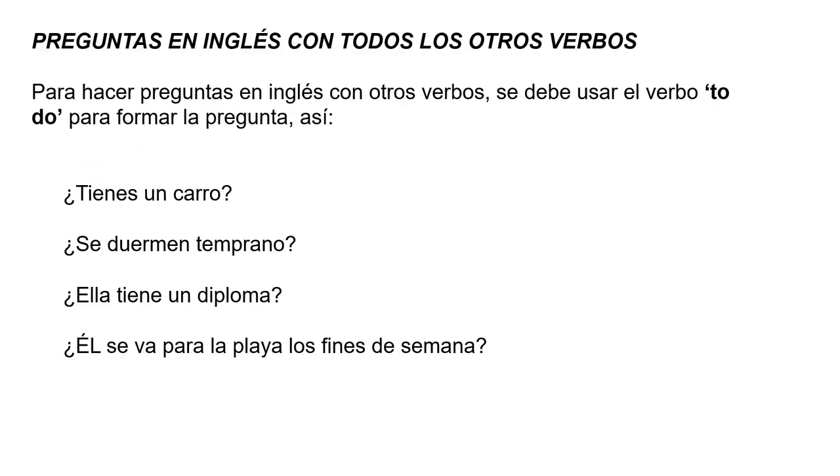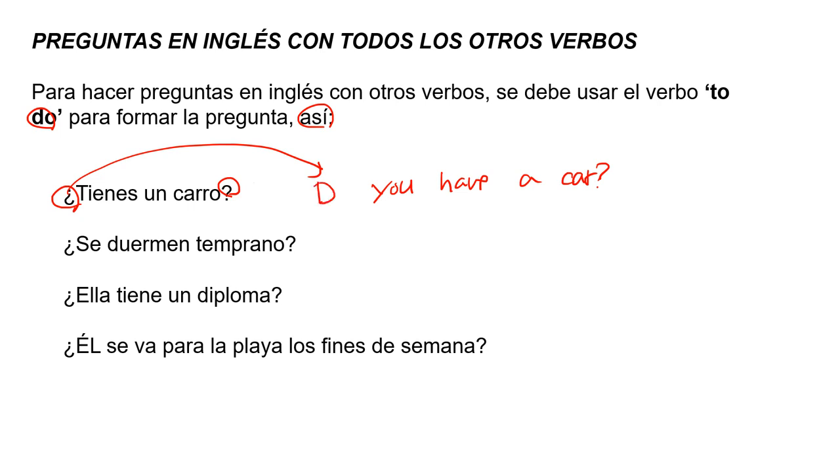Preguntas en inglés con todos los otros verbos. Para hacer preguntas en inglés con otros verbos, se debe usar el verbo to do para formar la pregunta así. ¿Tienes un carro? Tienes. You have a car. But this is a question. And then in English, do. Do you have a car? ¿Tienes un carro?